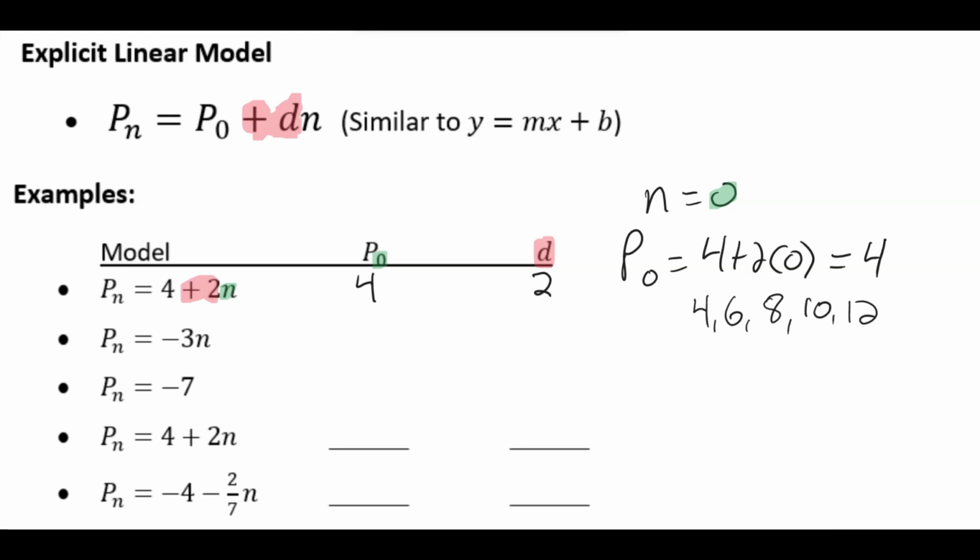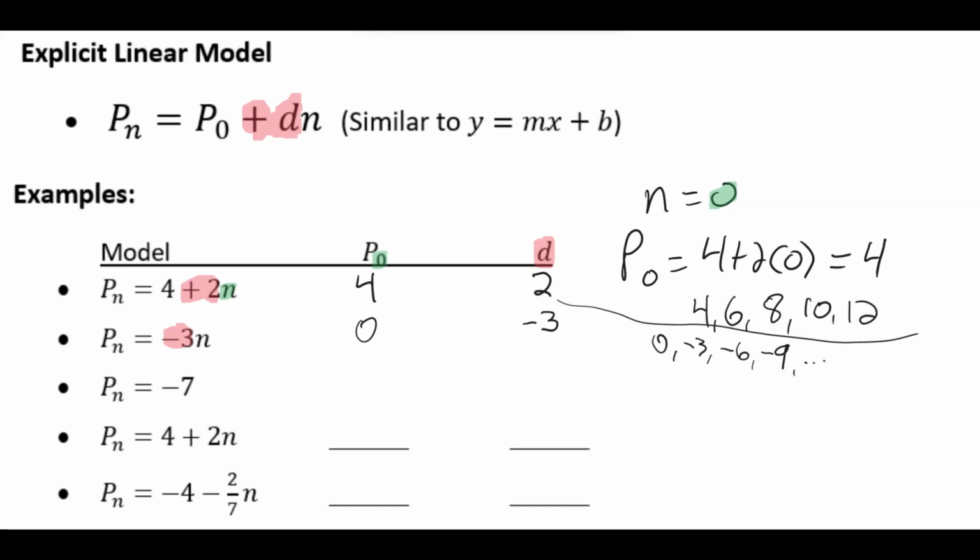Okay, continuing with the next example, P sub n equals negative 3n. If we plug in 0 for n, negative 3 times 0 is 0. And if we look at the coefficient of n, we will see that it's negative 3. So d is negative 3. Now this sequence would be 0 and then subtract 3 and then subtract 3 and then subtract 3, etc.